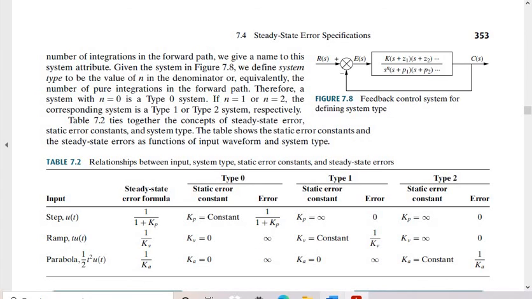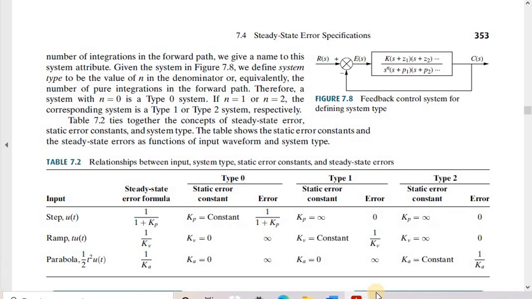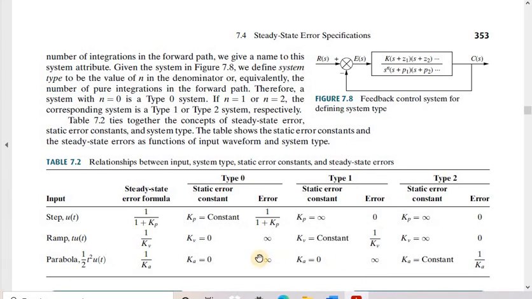Now the next question is: what system type will yield zero steady state error for parabola input? Again, for zero error for parabola, you need at least how many poles? Three poles at the origin. So it is a type 3 system. Now the last question is: what system type will yield infinite steady state error for parabola input? Of course type 0 and type 1 give you infinite error. So this table will actually answer the pre-lab questions.